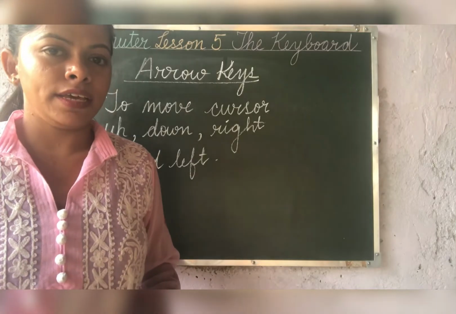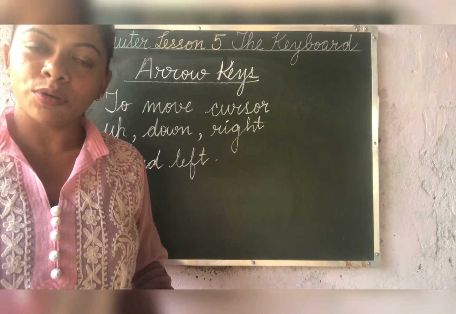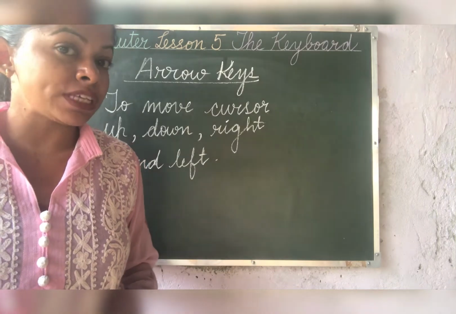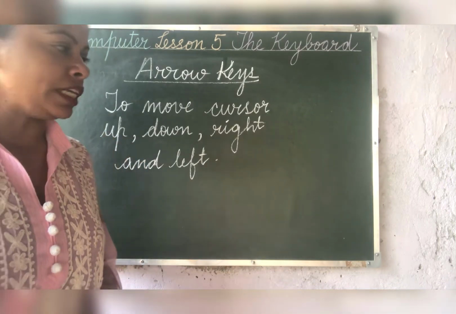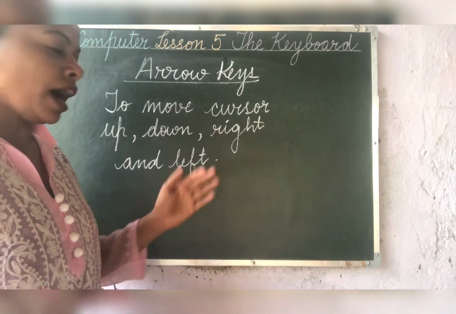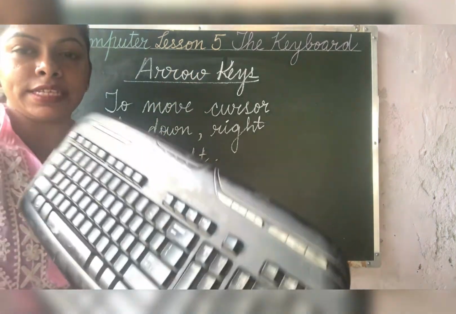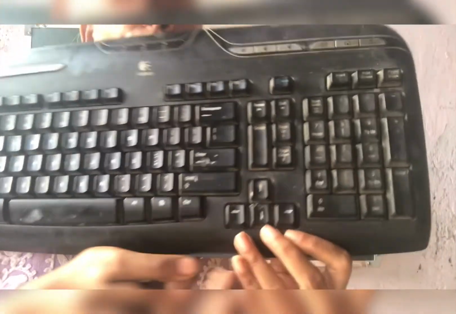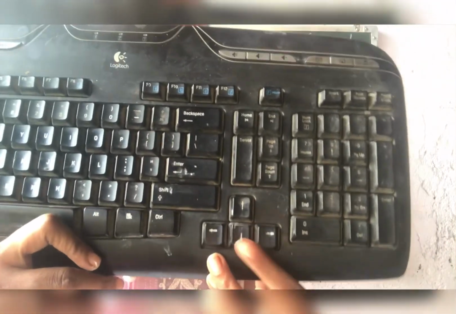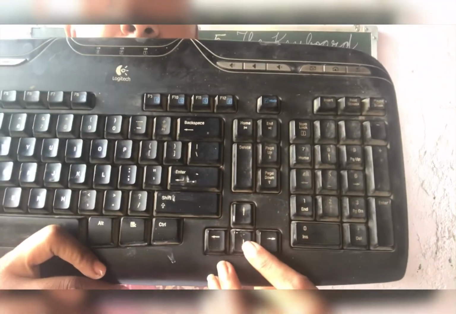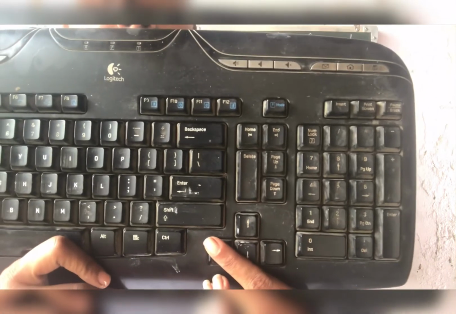Our next key is the arrow keys. Now children, why do we use arrow keys? We use arrow keys to move the cursor up, down, right and left. As you can see children, there are 4 arrow keys: up, down, right and left.